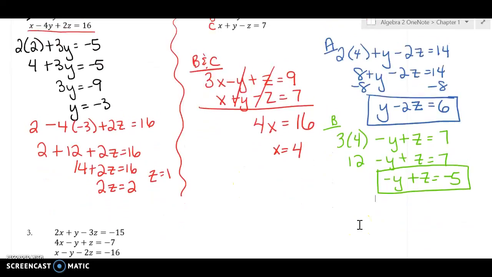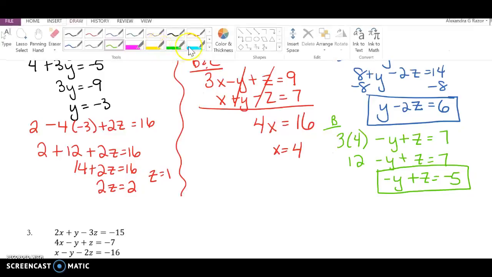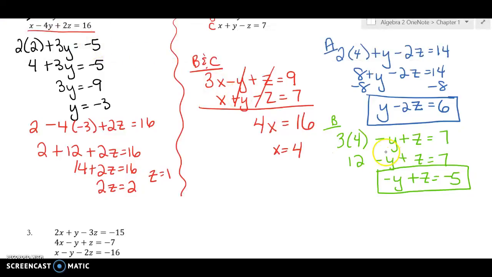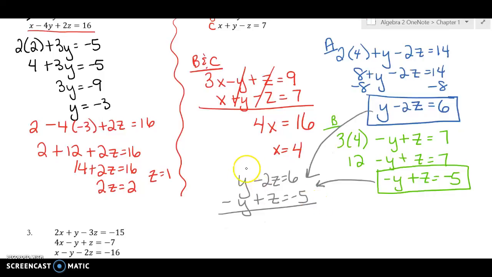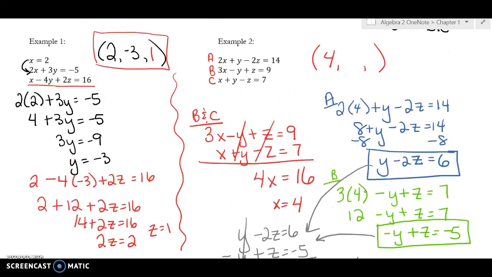Now I'm going to need to put those two together, and yet one more color. So I'm going to put this one with this one. I get y minus 2z equals 6 and negative y plus z equals negative 5. And so those are gone. So I get negative 1z is equal to 1. That tells me z is 1. It took a lot of work to find that answer, but I got z is 1.